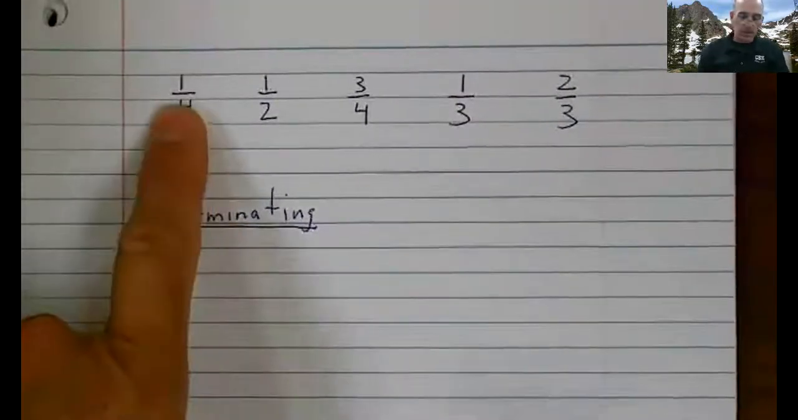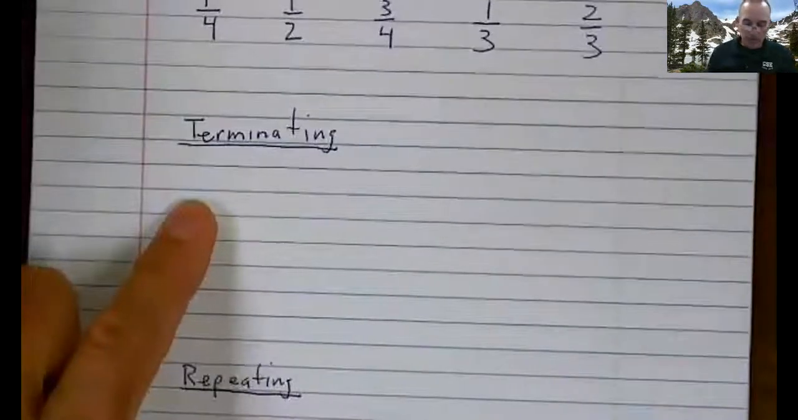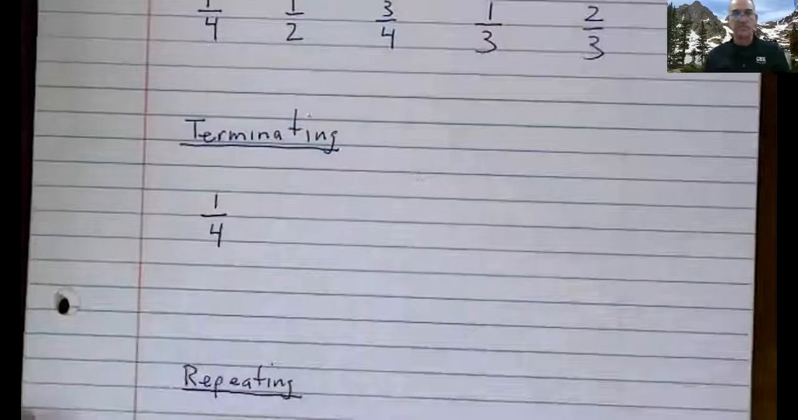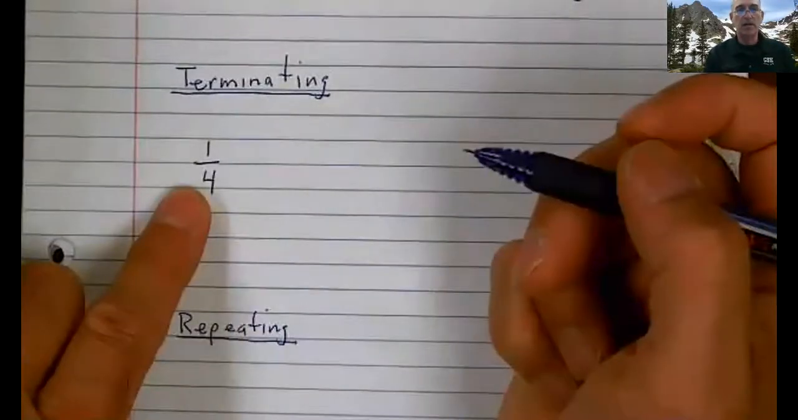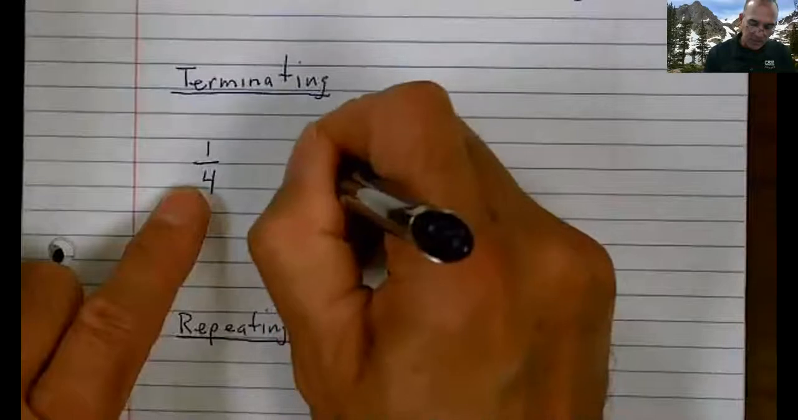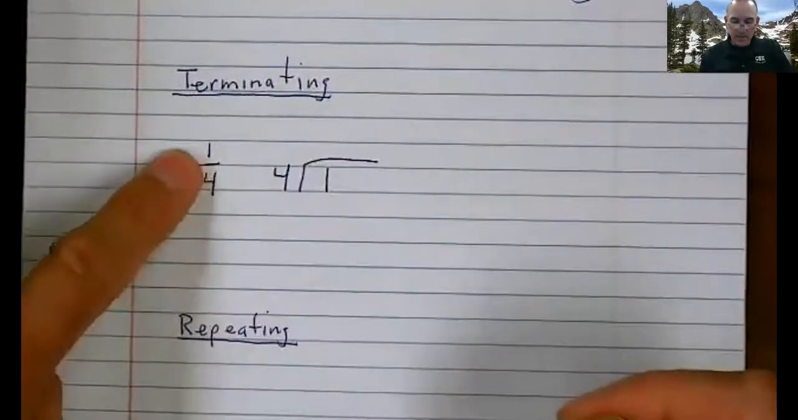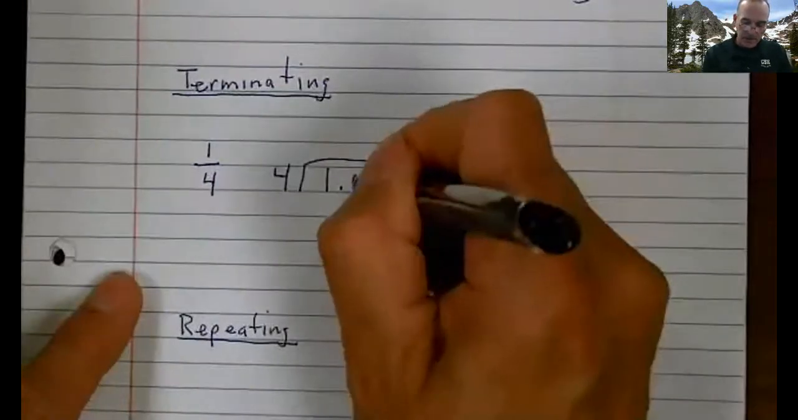Let's take a look at one of them. Let's use this one to show terminating. So if I have a terminating decimal, of course I could multiply, but I want to divide to show you really easily what they mean by terminating. 1 divided by 4. Here's 1 divided by 4.